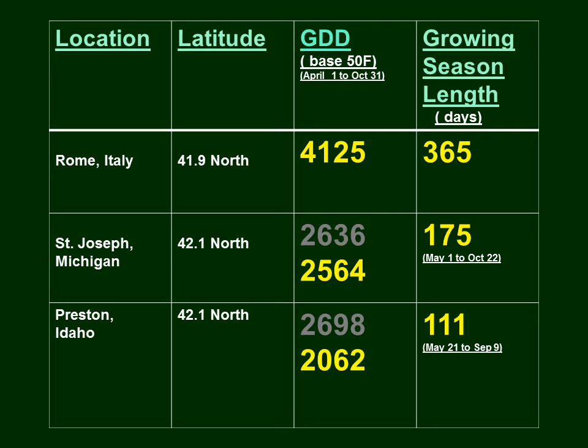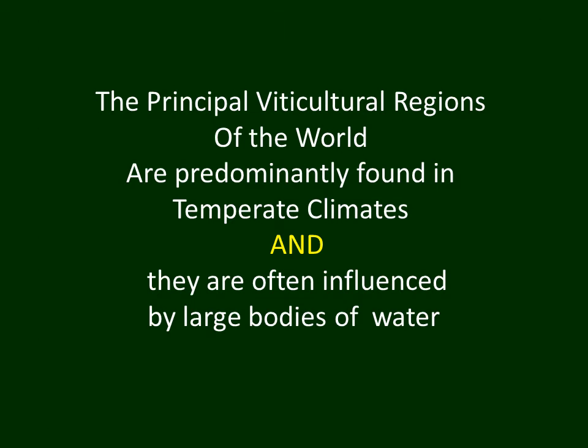And there you have, for three places of the very same latitude, radically different growing degree day accumulations for the growing season. Why? Because of the influence of large bodies of water or not. So let's go back to our statement that says the principal viticultural regions of the world are predominantly found in temperate climates, and they are often influenced by large bodies of water. And then we'll add this statement, and or elevation.